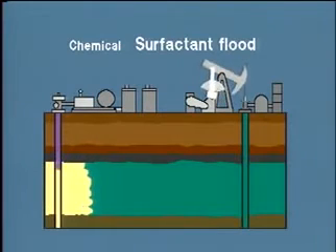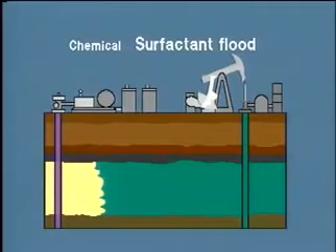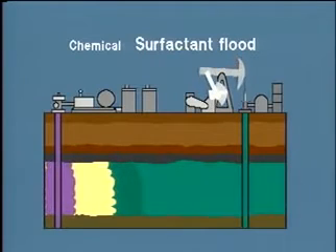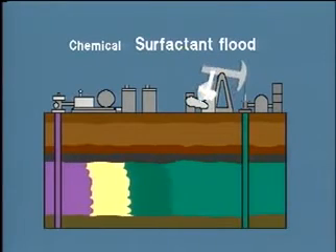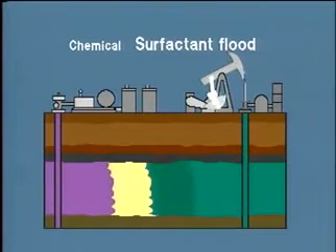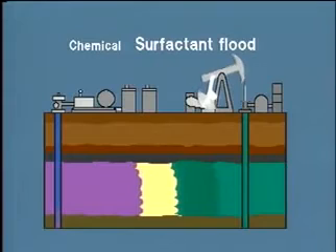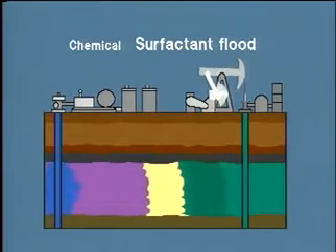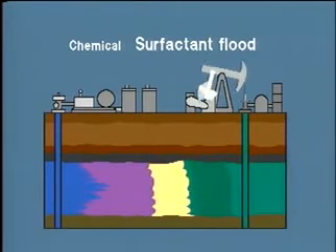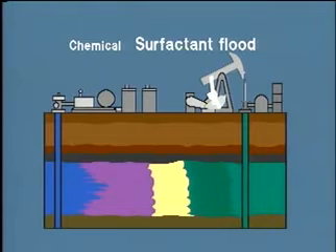A slug of this solution, shown here in yellow, is injected into the reservoir at the leading edge of a flood. A polymer solution is usually injected after the micellar solution to control the slug and improve volumetric sweep efficiency. The polymer solution, in turn, is followed by normal water injection. The injected fluids push an oil bank ahead of them and leave a relatively low residual oil saturation behind.